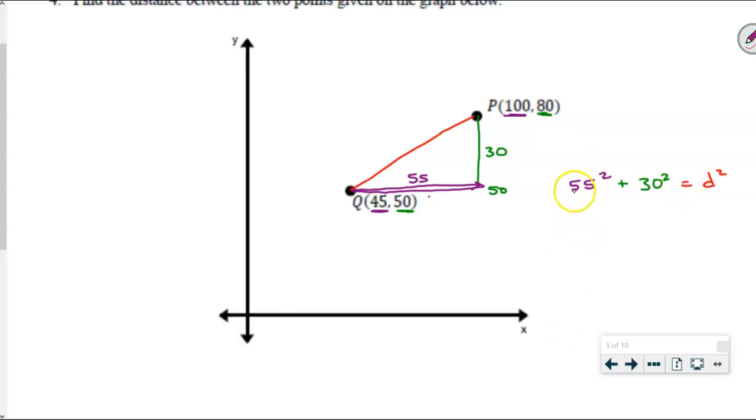I'm not going to be successful with these ones. Help me out. 55 squared. Thank you, Birdie. 3025, okay. And 30 squared, I'm going to guess that that's 900. And it is equal to the distance squared. When I add those up together, I end up with 3,925 is equal to the distance squared.